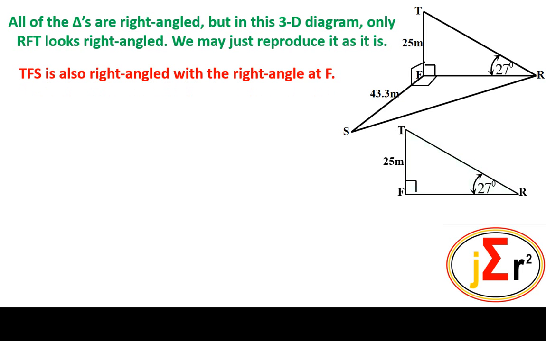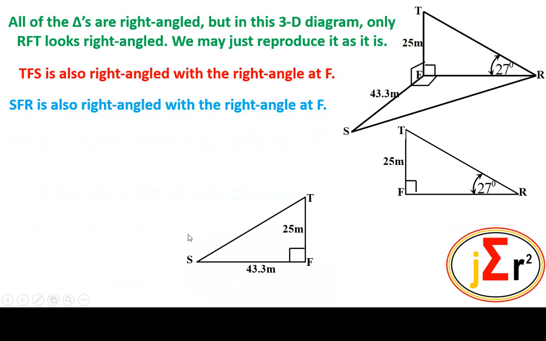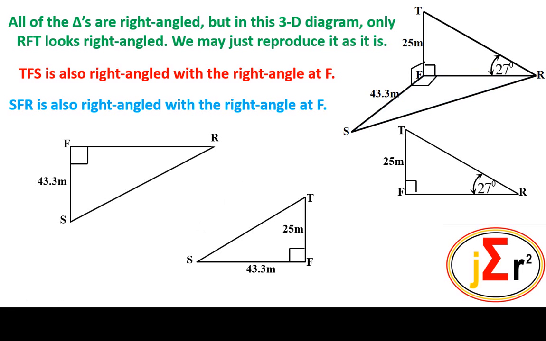TFS is also right-angled with the right angle at F. TFS is right-angled and the right angle is located at F. And that is reproduced in such a way that the right angle is located at F. And we have our right angle triangle, TFS. SFR is also right angled with the right angle at F. That one, FSR, is also right angled and the right angle is located at F. There's no difficulty.